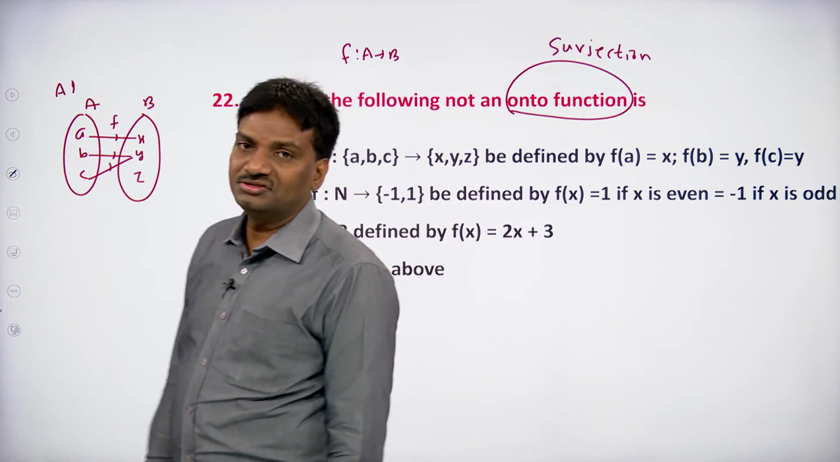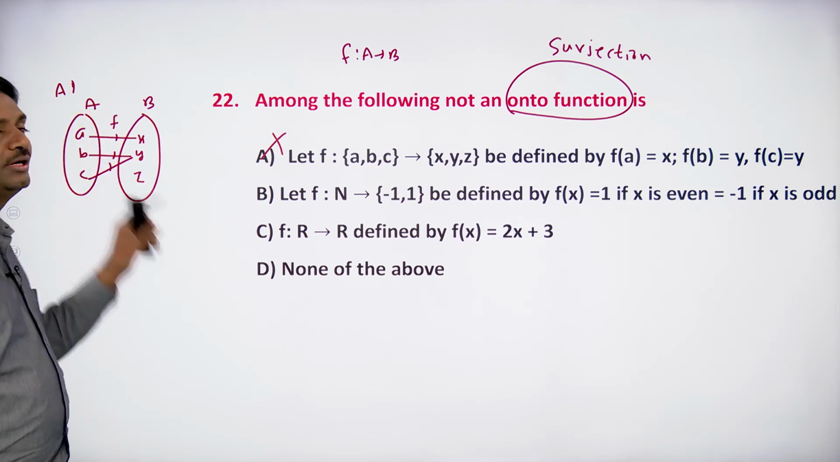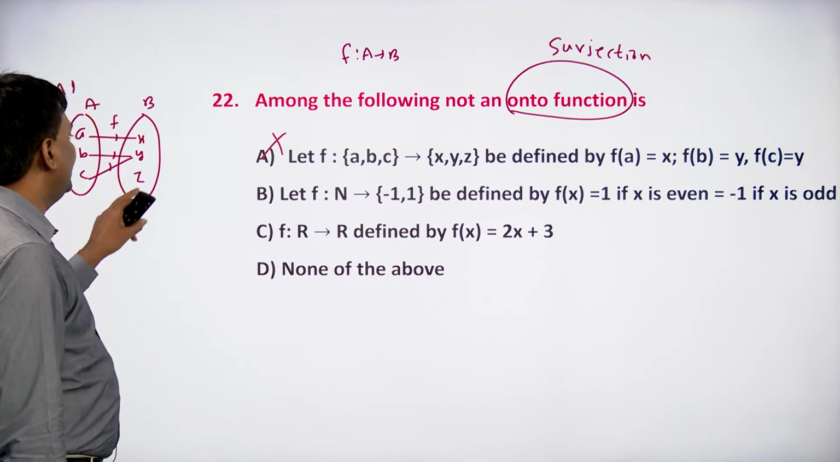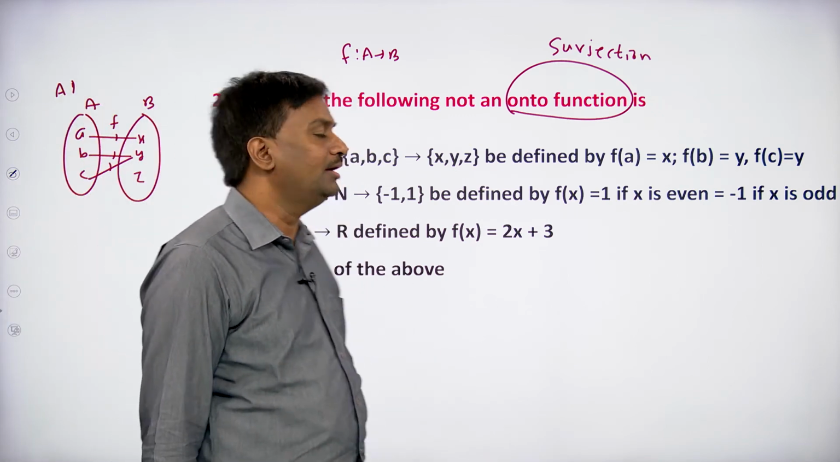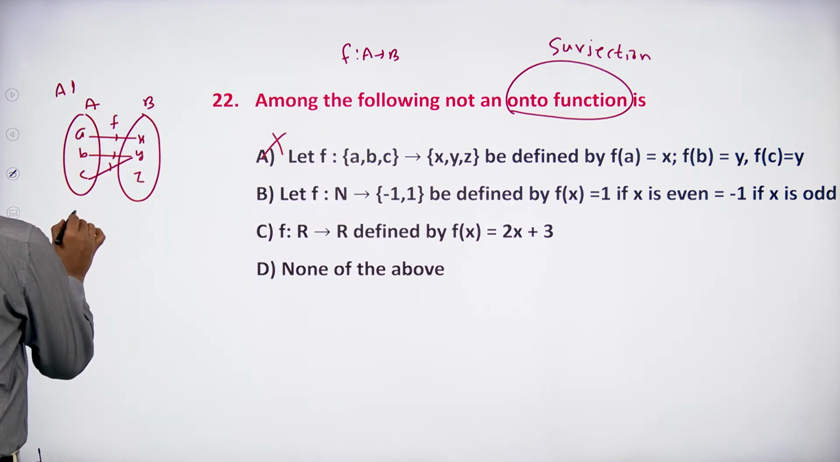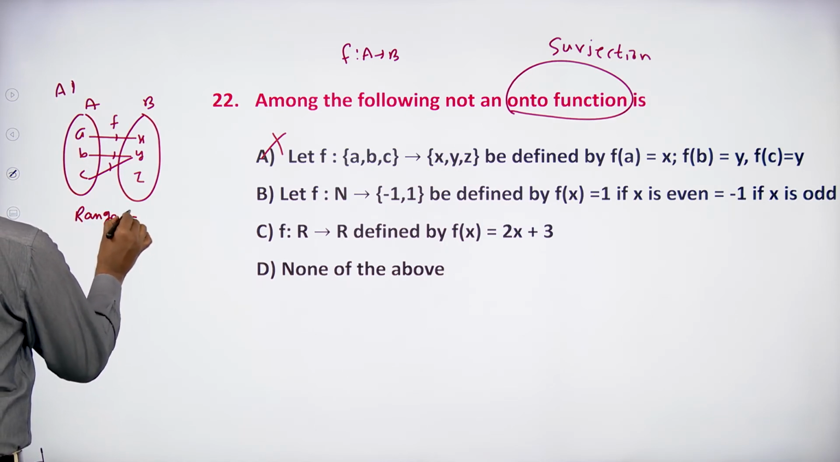Or by observing this diagram, the element Z doesn't have a pre-image in the domain A. So that's why this is not an onto function. Or clearly we can say like this, range not equal to codomain.